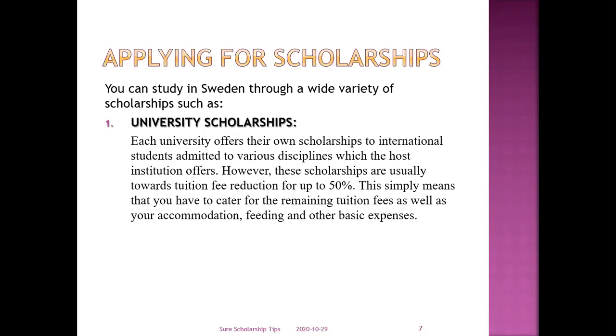Some can get a reduction of up to 50%. So if your tuition fee is, for example, 10,000 SEK, and you happen to get a 50% discount, that is a 50% scholarship, then you are required to pay the remaining 50%, which will now be 5,000 SEK instead of 10,000 SEK. This simply means you also have to cater for other expenses like your accommodation, feeding, and basic expenses. So that is it for the university scholarships.